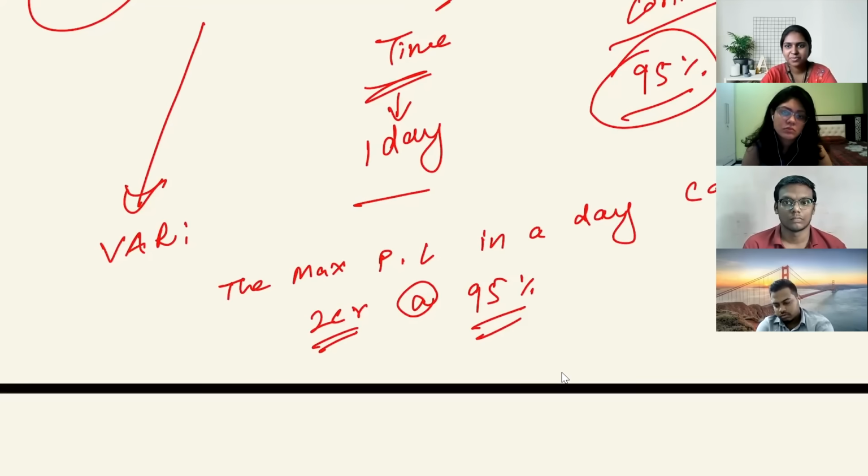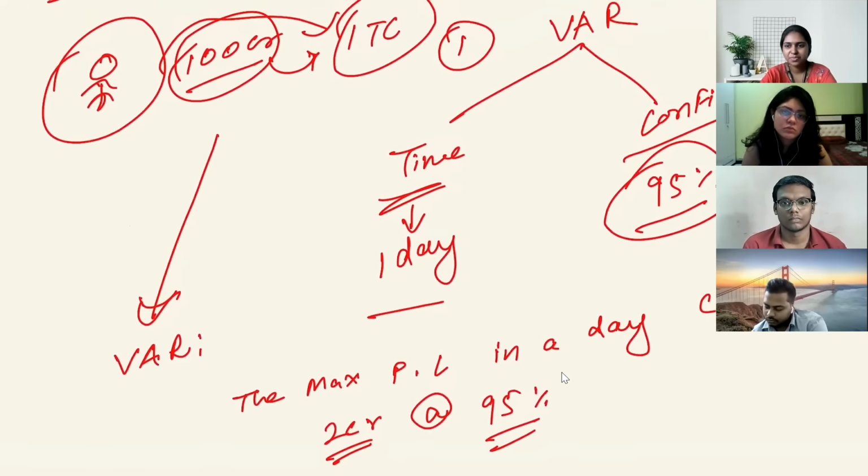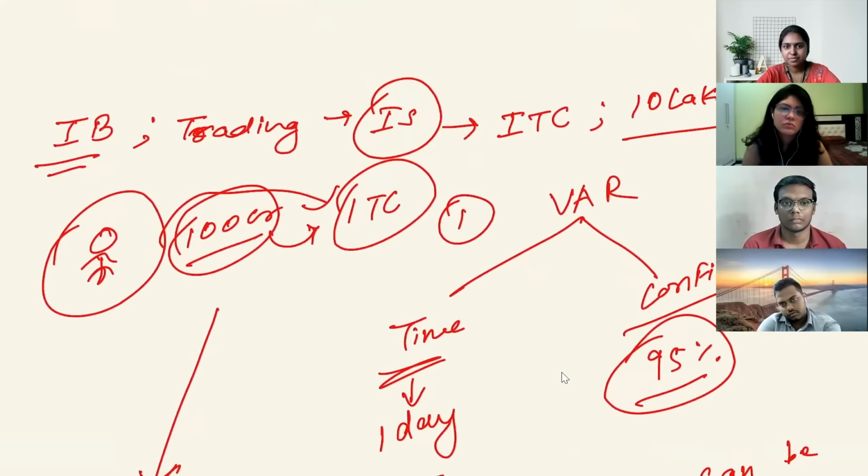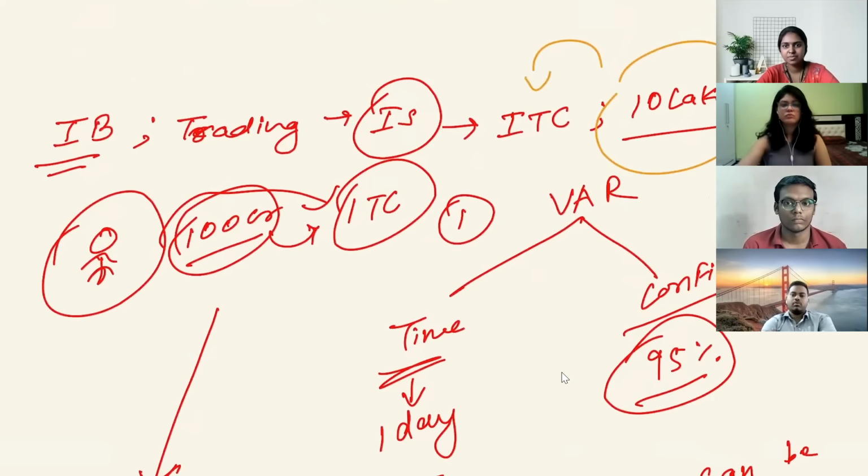Now, what I am doing is that I came to you, I asked you, okay, can you please invest my 100 crore of rupees? You said I can invest. You have bought 10 lakh shares of ITC. Now I came and asked you, can you please tell me what will be my maximum possible loss tomorrow at a 95% confidence level, right?